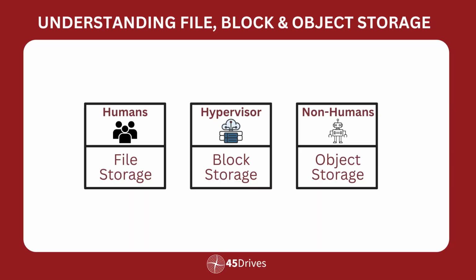If humans are consuming your storage, stick with file. Is it for a hypervisor? Stick with block. Is it an API, a website, something that's automating, grabbing everything, not a human? Objects. Okay, so there's a quick overview of which should I choose, file, block, or object. Hopefully that gives you a good place to start.